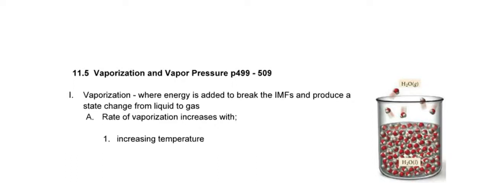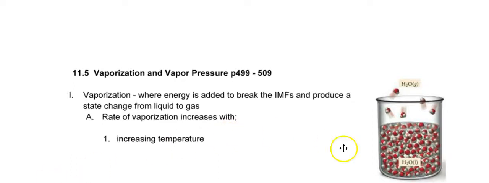So how did that vaporization occur? Well, that's when energy was added to break the intermolecular forces and produce a change in state from a liquid to a gas. So again, why do you feel cold when you jump out of the shower? It's because your body is giving it enough energy to break the intermolecular forces, and then it goes from a liquid to a gas. That's why you don't show up to school wet, right? So what can I do to change the rate of vaporization? Well, I can increase temperature for one thing.